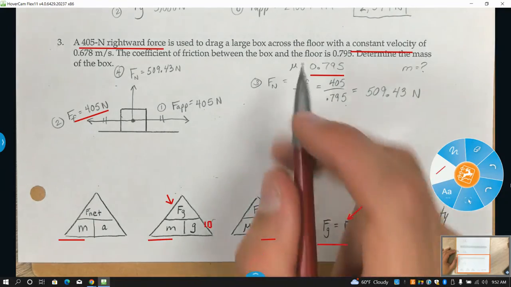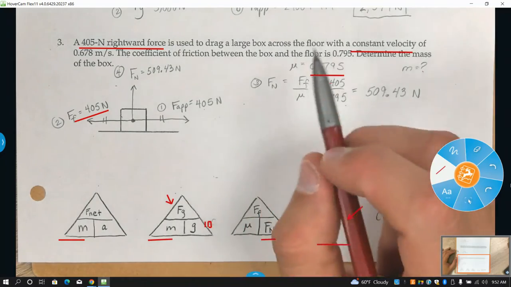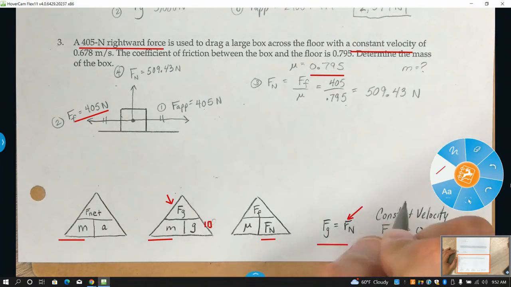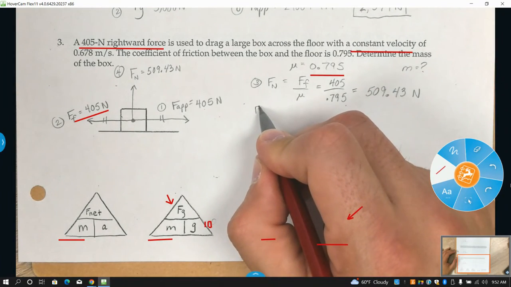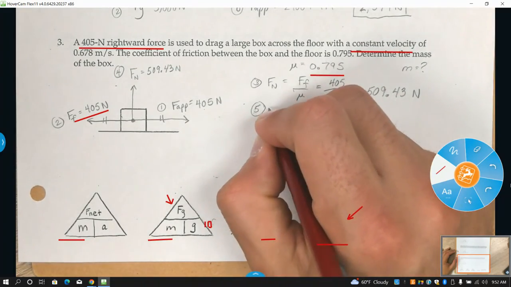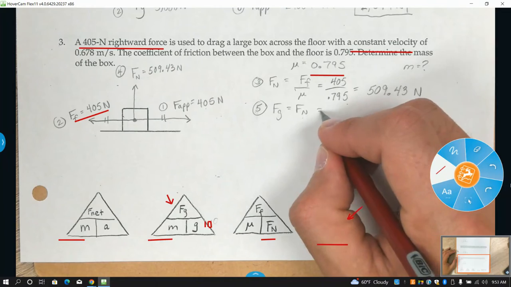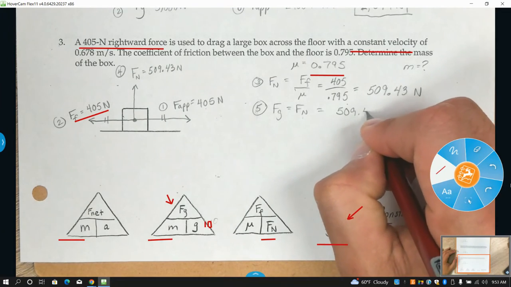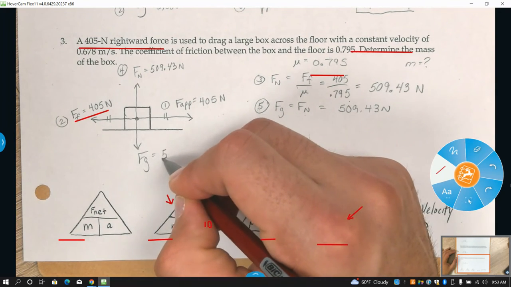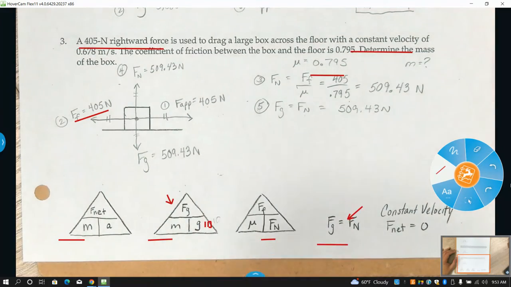Okay, now what? If that was my third step, fourth step, draw it in. Again, constant velocity means everything has to be balanced, correct? Constant velocity means F net has to be 0. So I guess this would be step 5. These two are equal. So if I know the normal force, I know weight, or F sub g. So that's also going to be this 509.43, and I want to draw that in. Cool, everyone's balanced out.